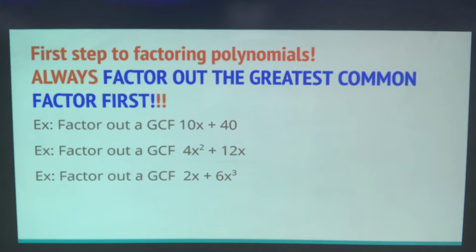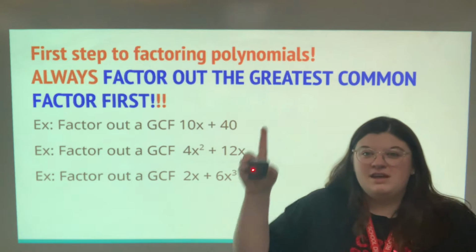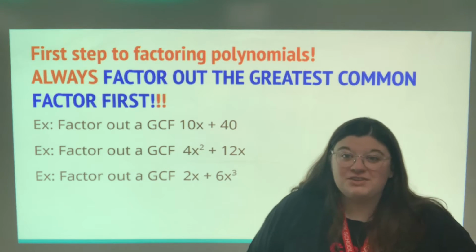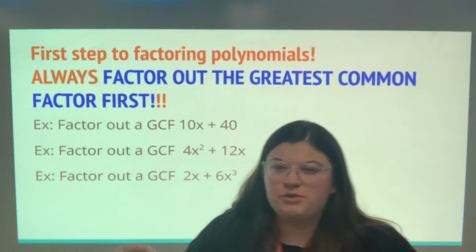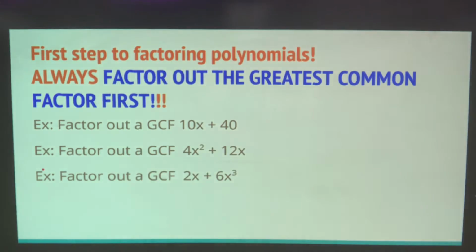Okay, make yourself a little note. Always factor out what I call the GCF, the greatest common factor. Before you even start, just run through your polynomial. Can you factor anything out? These may be some examples that you want to get down.